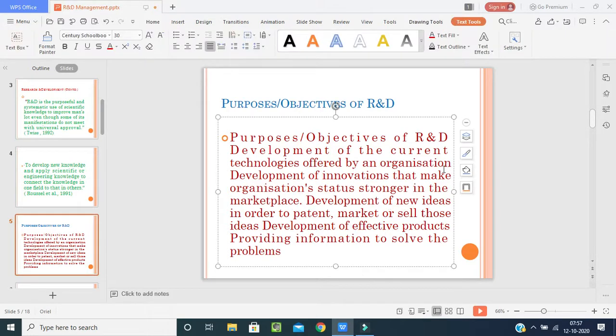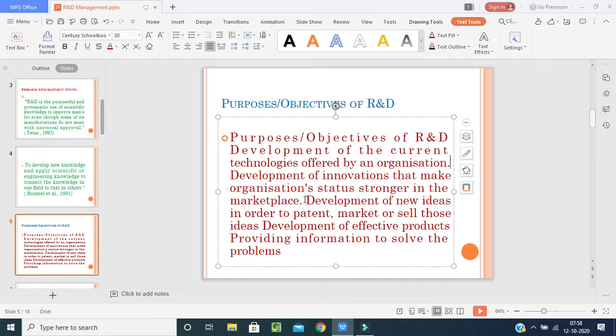So what is happening here? It's nothing but development of the current technology offered by an organization. Whatever development there is, it is taking place through the current development. Development of innovation that makes the organization's status stronger. That means it is making the brand name. The main objective of R&D is to bring the brand name in the market or in the minds of the customer.